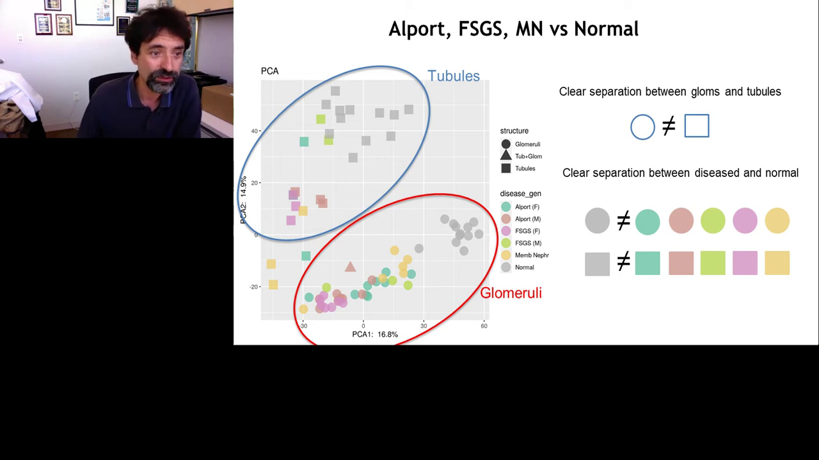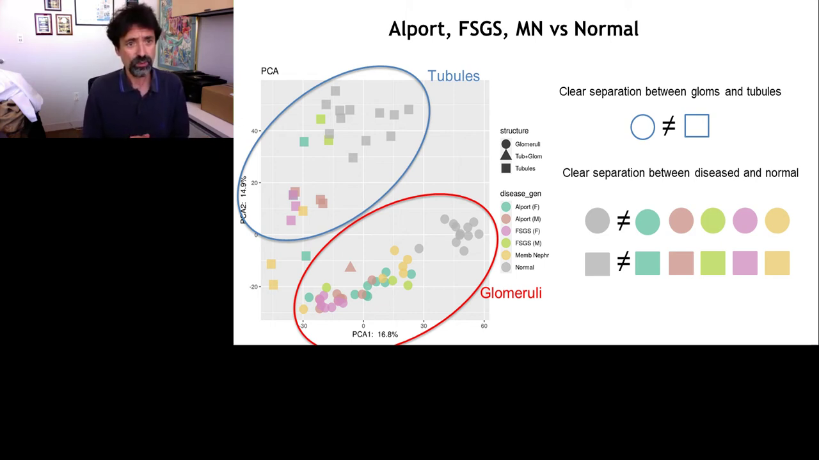Importantly, we also noticed that in gray you can see the normal tubules and normal glomeruli from this normal biopsy, and all the other ones, the other squares and dots and triangles that are colored, are from patients with diseased kidneys. And the gray and the colored dots segregate really well from one another, so indicating that there is a difference, as predicted, between diseased and normal kidneys.